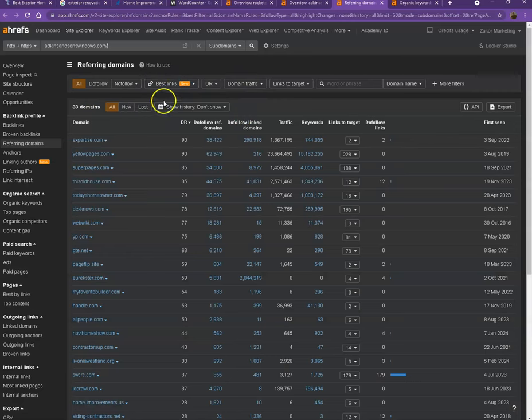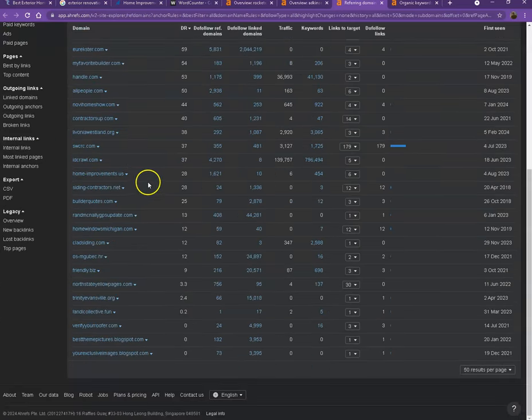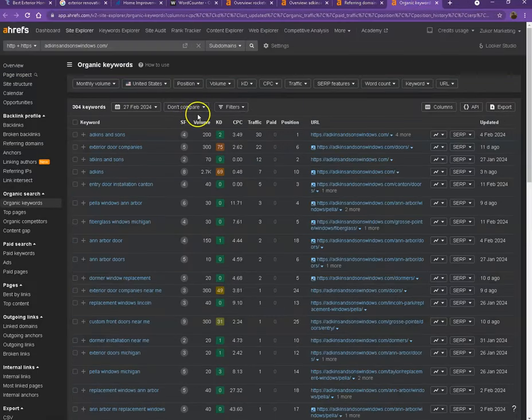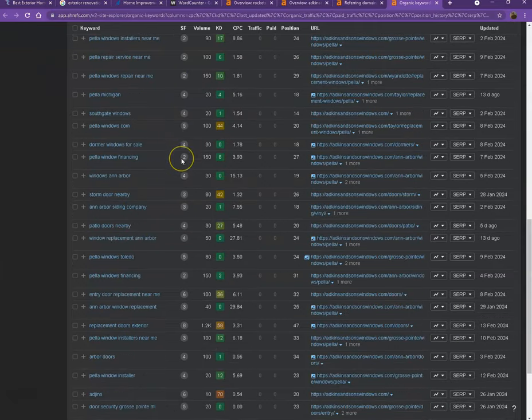As you can see, these are all the directories they're currently listed on that actually bring them a lot of attention and a lot of traffic. That's why they're currently ranking higher in the searches. Next are the organic keywords. These are all the keywords they have listed on their website.